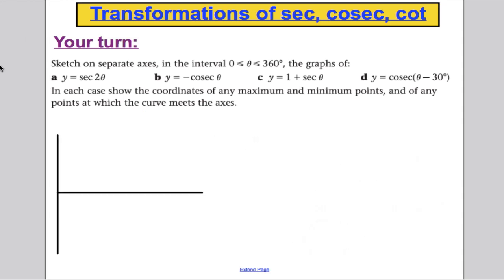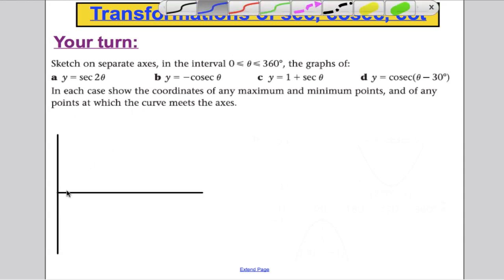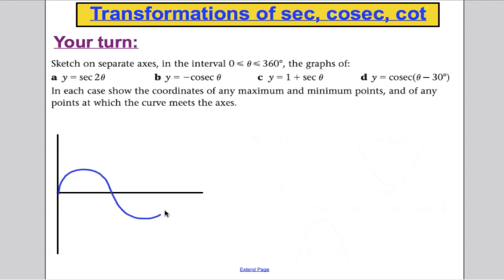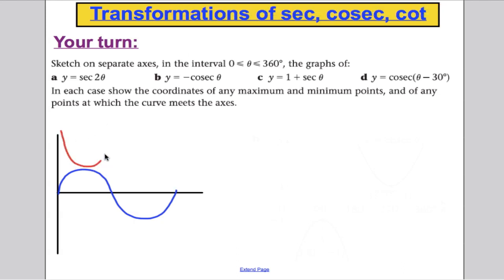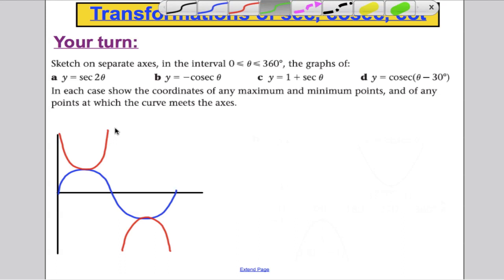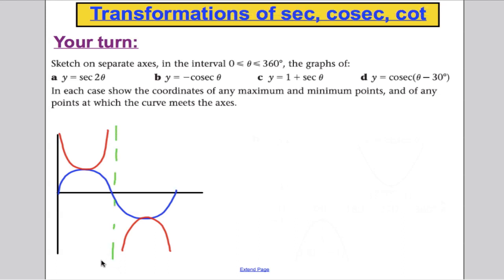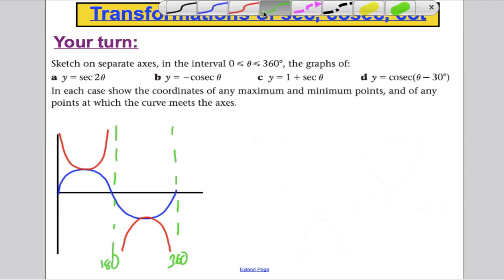Next one was cosec theta. Well, cosec comes from sine, so the sine graph looks something as follows. Okay, and 1 over the sine graph, the cosec graph, will look as follows, but it should touch there, and the asymptotes would have been these key points here, which would have been 180 and 360, and the minus cosec graph is the reflection of the cosec graph in the line y equals 0, or the x-axis.